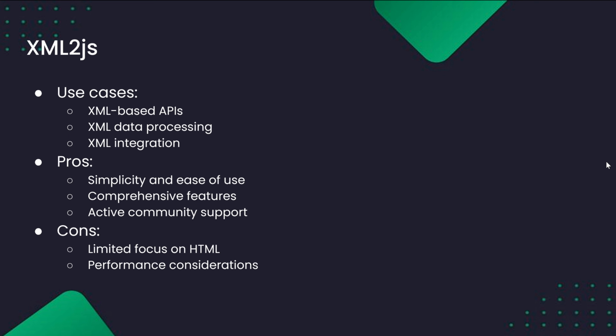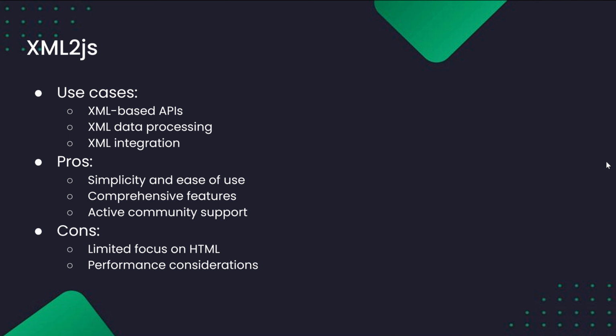A couple of its cons are its limited focus on HTML parsing. XML2JS is primarily designed for parsing XML, and while it can handle some HTML documents, it may not provide the same level of convenience or features as specialized HTML parsing libraries like Cheerio, JSDOM, Parse5, or HTML Parser 2. And its performance considerations. XML2JS may not be as performant as specialized HTML parsing libraries when it comes to handling large HTML documents. Its primary focus on XML parsing means it may not have optimizations specifically tailored for HTML parsing scenarios.